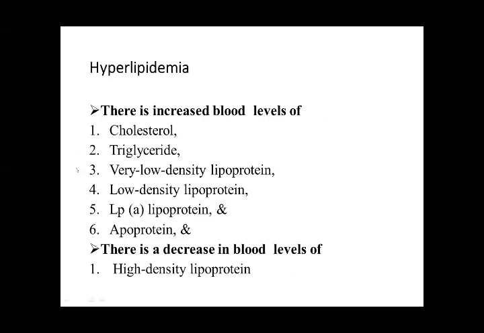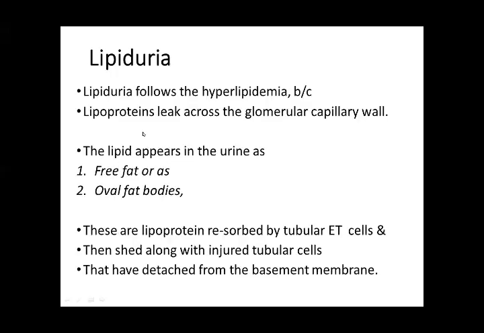Hyperlipidemia had all these components raised in the blood. The lipid component of the urine was tried to be captured by the tubular cells, and in doing so the tubular cells got injured and they were shed into the urinary space. The detached tubular cells got carried away in the urinary space and in the urine.